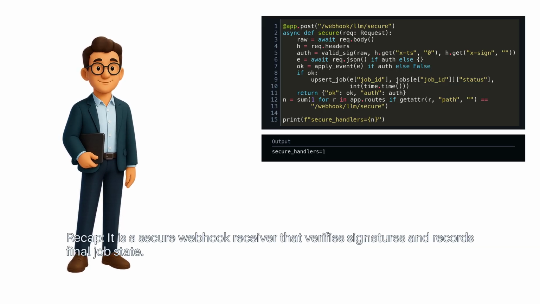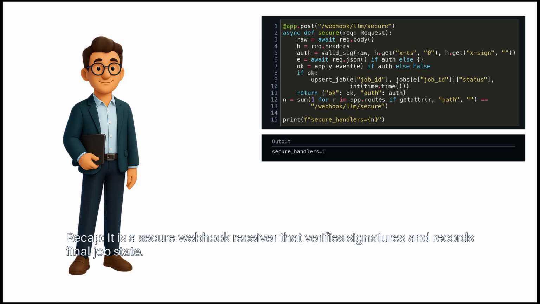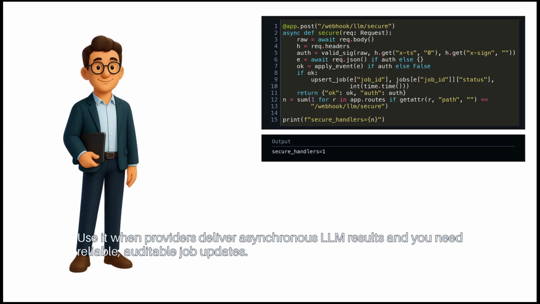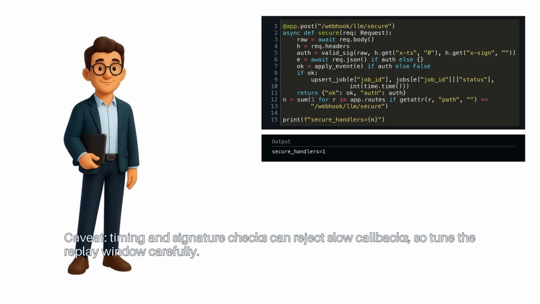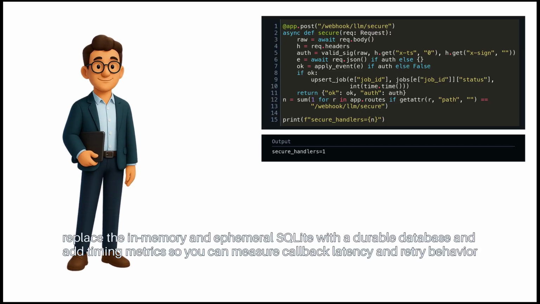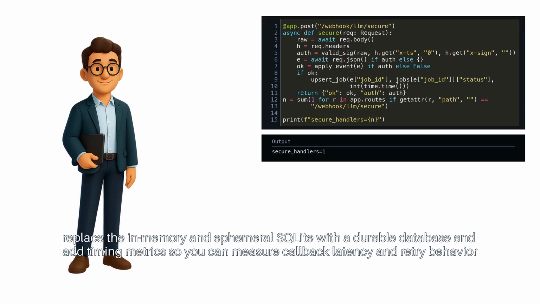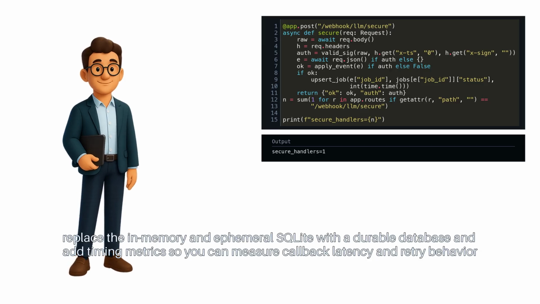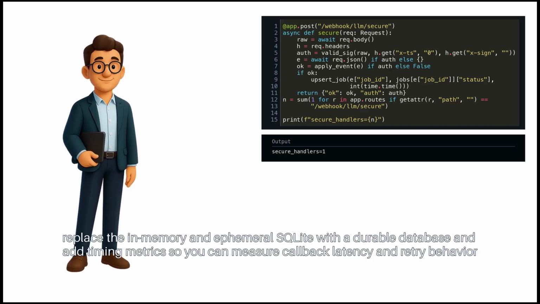Recap: it is a secure webhook receiver that verifies signatures and records final job state. Use it when providers deliver asynchronous LLM results and you need reliable, auditable job updates. Caveat: timing and signature checks can reject slow callbacks, so tune the replay window carefully. Next step: replace the in-memory and ephemeral SQLite with a durable database and add timing metrics so you can measure callback latency and retry behavior at scale.